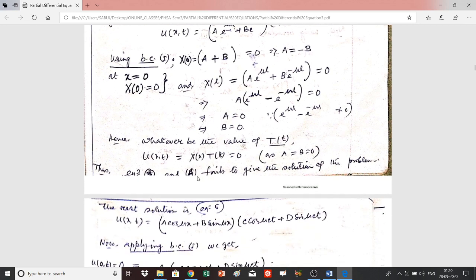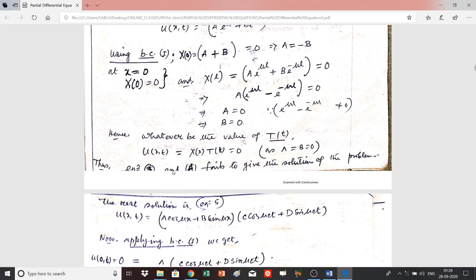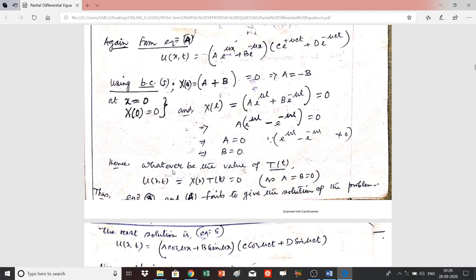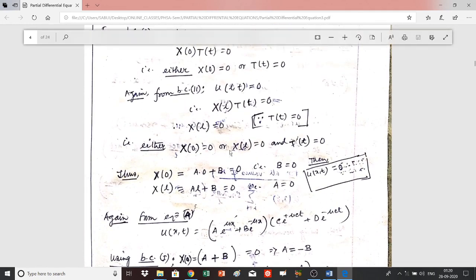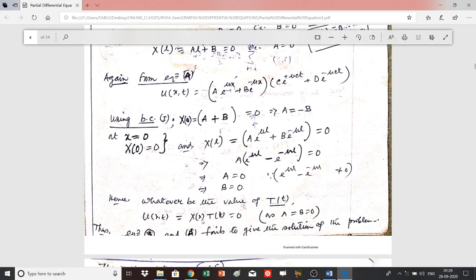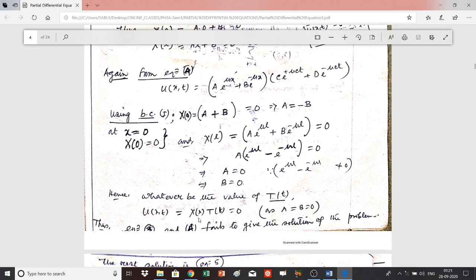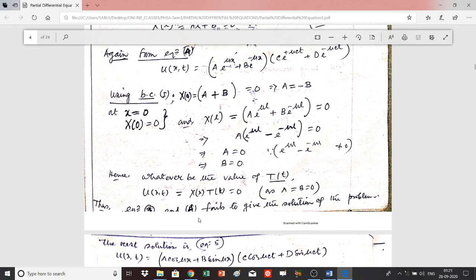So this solution, using the boundary conditions, fails to give the solution of the given problem. So this solution is not applicable. Now the rest one is equation number 5. Remember that in the first case also, a and b both become equal to 0, in the similar manner as explained here. So irrespective of the value of t, since a and b are 0, X(x) is equal to 0 for the first two solutions. So the first two solutions do not give you the solution of the given problem.